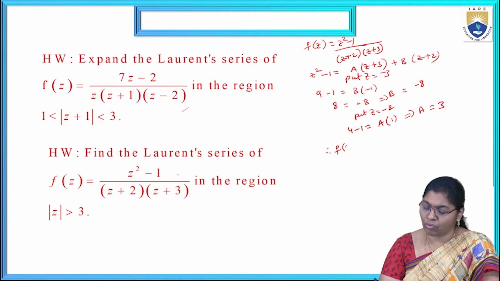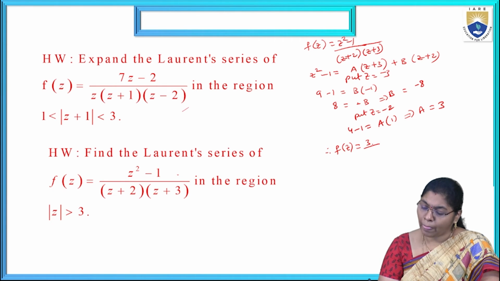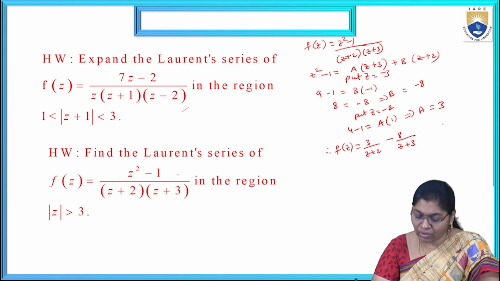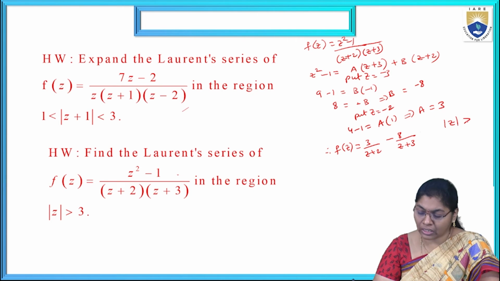Therefore, f(z) equals A: 3/(z+2), B equals minus 8: minus 8/(z+3). Now the given condition is mod z greater than 3.